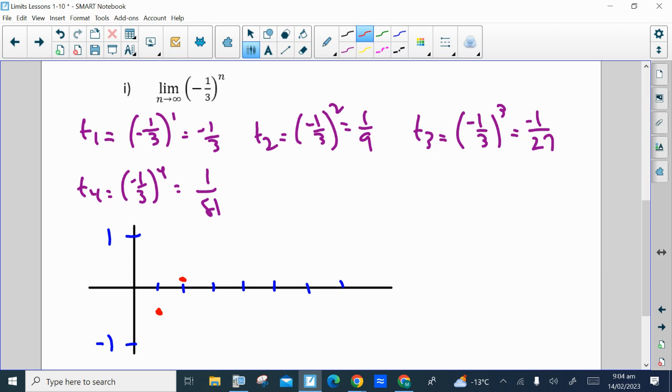The third term, you'll have negative 1 over 27. So that's negative, but again, it's closer to the x-axis than the previous point was. A positive and a negative and keep going back and forth? Not necessarily. You'd only say that the limit doesn't exist if the difference between successive terms is not changing. In this case, the difference between one term to the next is changing. And the graph shows us that.